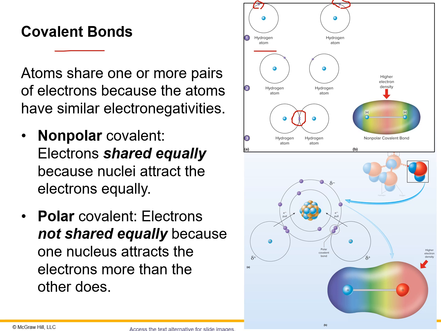Their valence orbitals are full. So the sharing instead of transferring is called a covalent bond. And those can either be nonpolar, like we see here with hydrogen. They're equally sharing those electrons. They have an equal right to them, and they just kind of hang out here in the middle in this electron density.